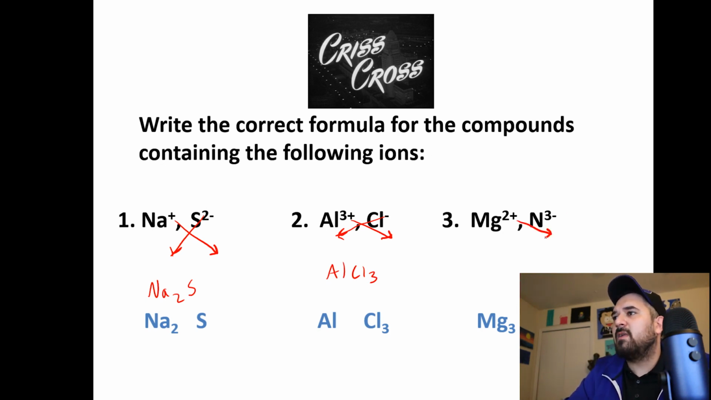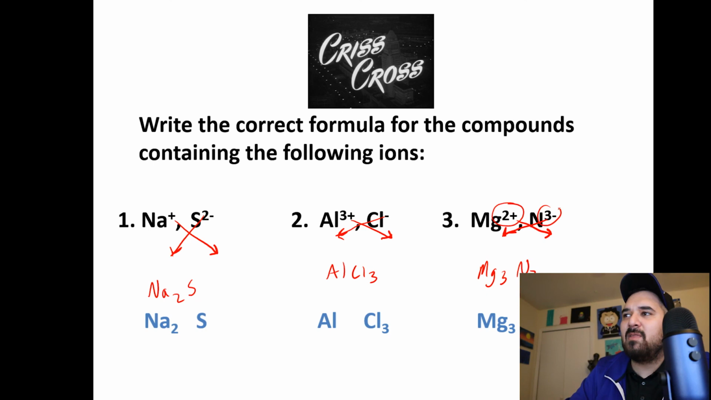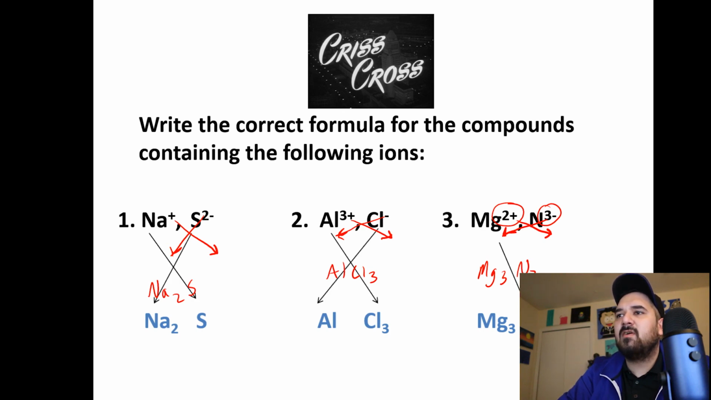All right, so again, we're going to crisscross. 3 goes here, 2 goes here. And then that's going to be Mg3 and 2. A lot of students have problems with the 2 bonding with a 3, but we'll work those out a little bit later on. We'll do more of them later on. All right, that's it. So let's go ahead and move on.